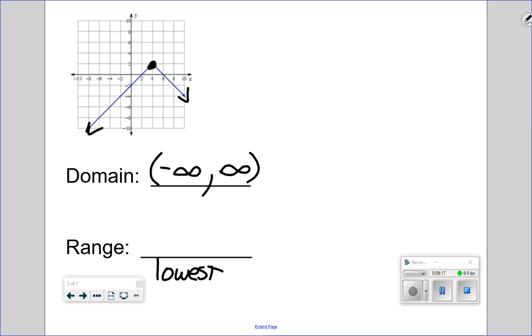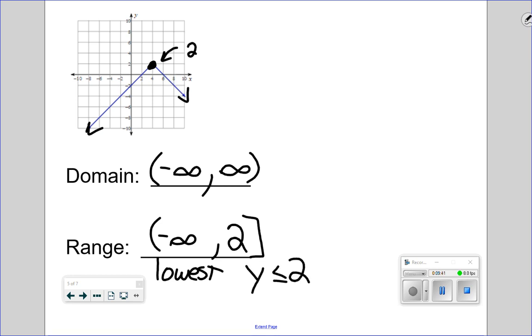The lowest point, because of these arrows, both of them go down forever. My lowest point is -infinity. It continues to go down forever. This is my highest point. That point right there has a y value of 2. So my highest point is at y is 2. So I can go from -infinity to +2. That's a way of saying y could be anything less than or equal to 2. But 2 is like the highest point, biggest y can be.